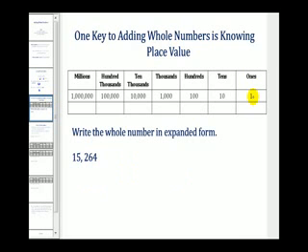Starting with the rightmost digit of a whole number, we would have the ones, the tens, hundreds, thousands, 10,000s, 100,000s, and millions. So for example, if we wanted to write this number in expanded form to represent the place value of each digit, we could write this number in this table.